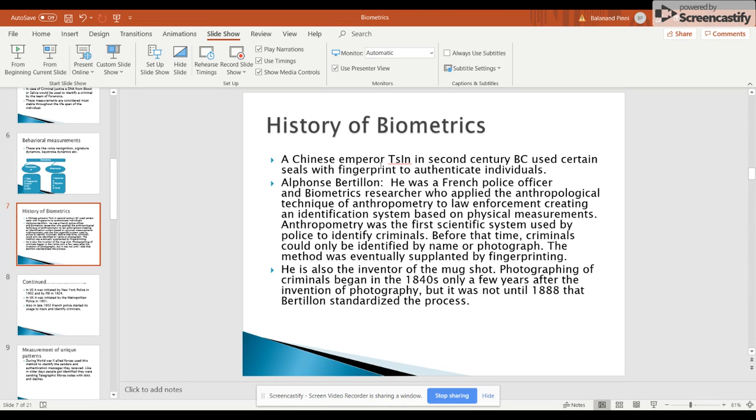Biometrics has been in place for a very long time, since the Chinese in the 2nd century BC. A French police officer who was also a researcher applied anthropological techniques of anthropometry in law enforcement, creating an identification system based on physical measurements. We all know photography was invented quite long back, and it was supplemented with fingerprinting in those days already. There were also mug shots, the photography of a criminal, which began in the 1840s, until the process of criminal investigations and collecting biometrics was standardized.